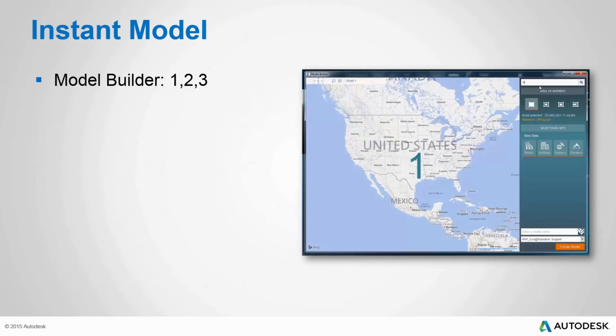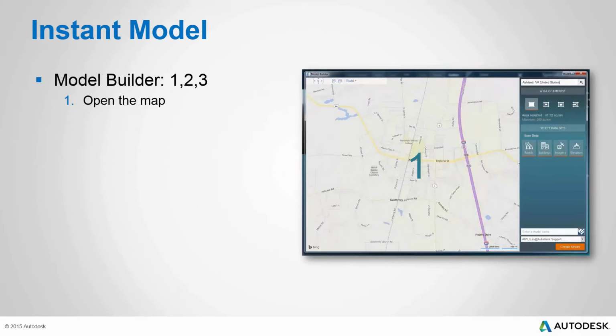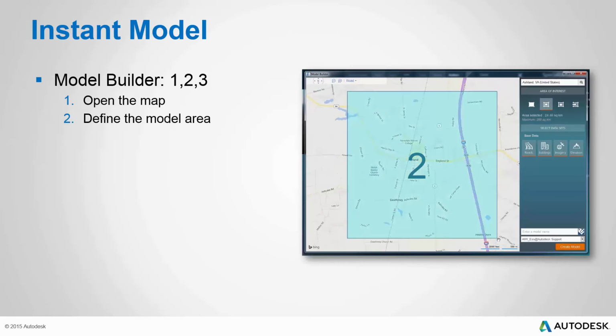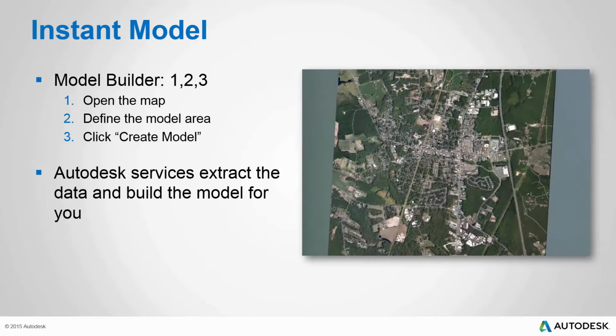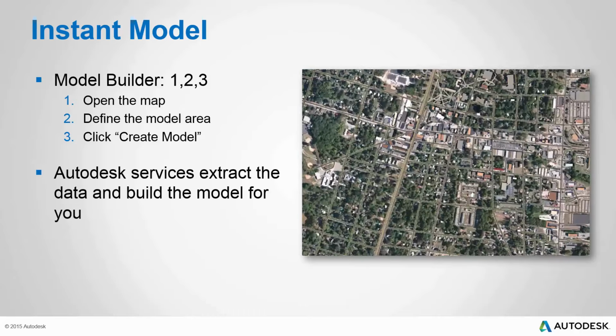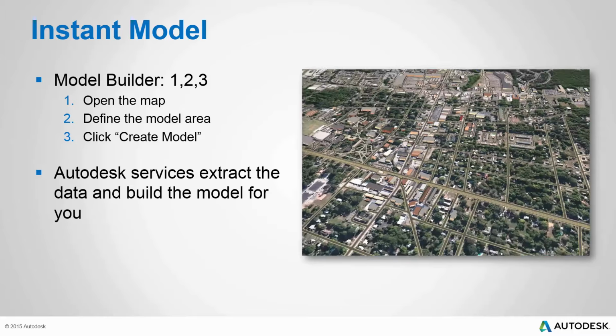So let's take a look at how easy it is to create a model using Model Builder. It really is a 1, 2, 3 process. You open a view of a map, you draw a shape, and then you click Create Model. Model Builder will then use Autodesk Mapping Data Services to go out to the cloud and extract the data for you. So there's no need to go out and find the data yourself.